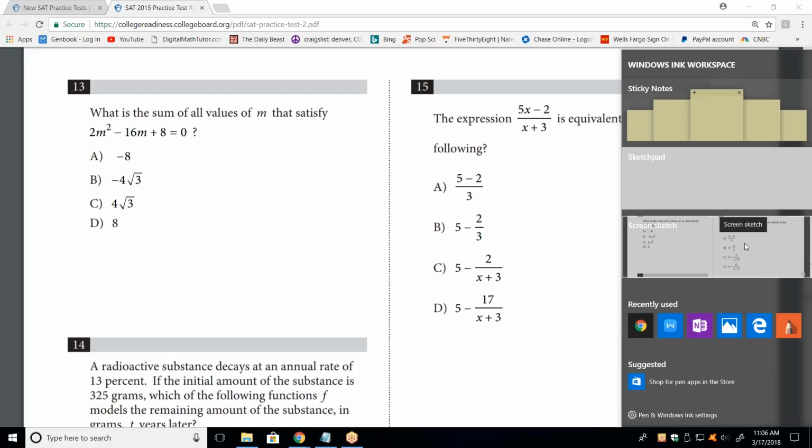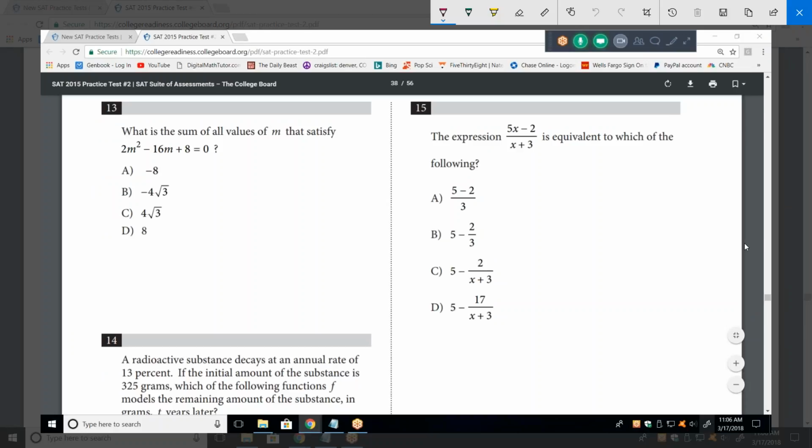So what's our first step on 13? You got to figure out what the solution is. Yeah, that's a quadratic, so we're going to get two solutions, and we're going to add them up. Whatever the two solutions are, we're going to add them together. It'll be one of those four answers.